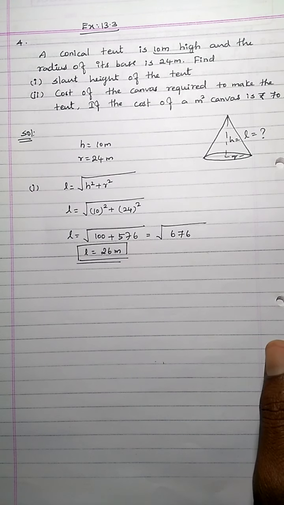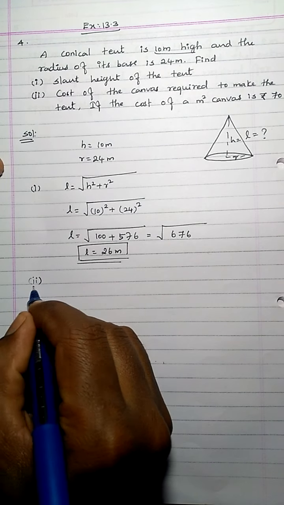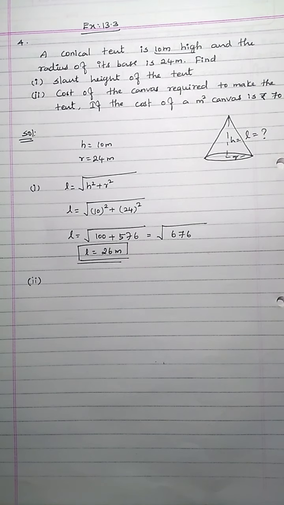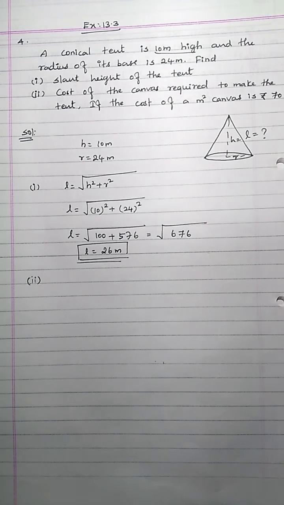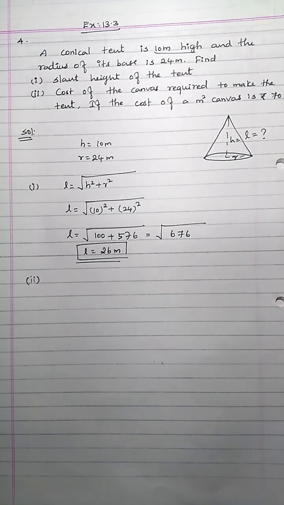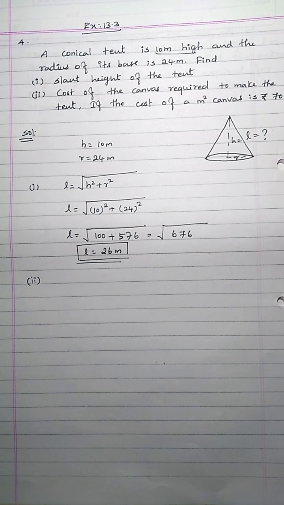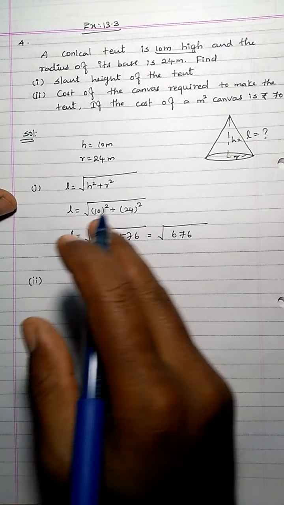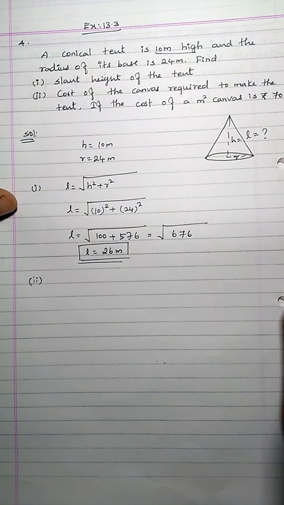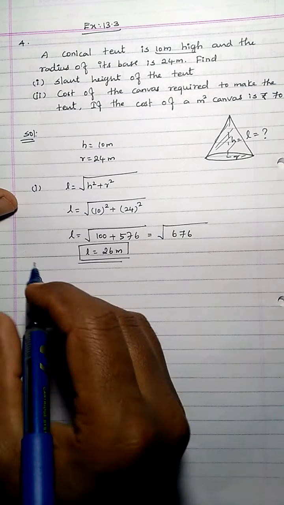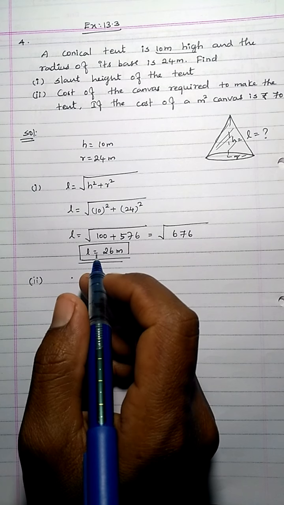Now let's go to the second option. We have to find out the cost of the canvas required to make the tent. To find the cost, first we have to find out how much area, or how much canvas, is required for making the tent. After finding the area, we can find the amount, because it's given that the rate for 1 meter square is 70 rupees. Then how many meter square we need, that we have to find out first. Area means, whenever you take the tent, the base is not included, only the CSA.